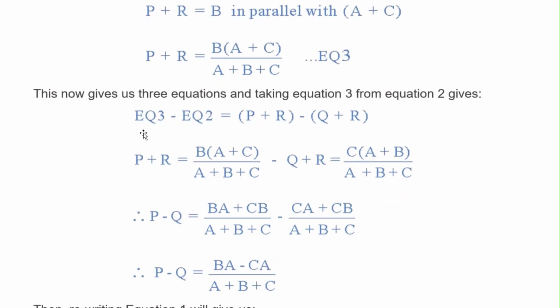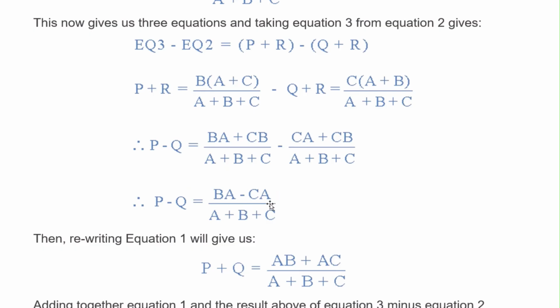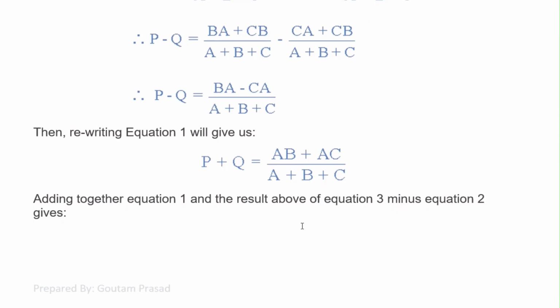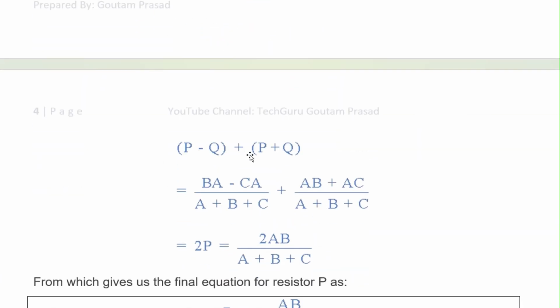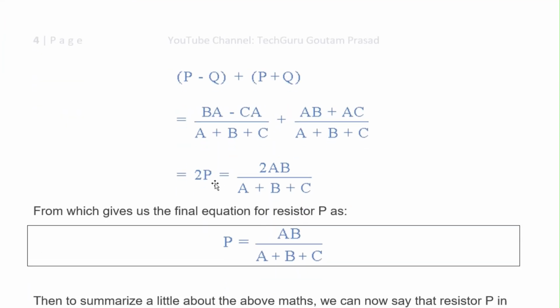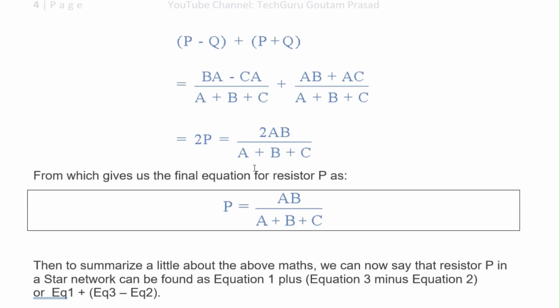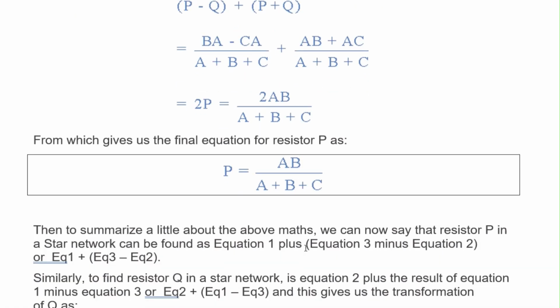If you subtract equation number 2 from equation number 3, you will get P plus R minus (Q plus R), and if you solve this, you will get P minus Q equal to (BA minus CA) divided by A plus B plus C. And similarly, rewriting equation 1, P plus Q will be equal to (AB plus CA) divided by A plus B plus C. If you add these two equations, P minus Q plus P plus Q, the Q will cancel out, and 2P will be equal to 2AB divided by A plus B plus C. So 2 will cancel once again, and P will be equal to AB divided by A plus B plus C.